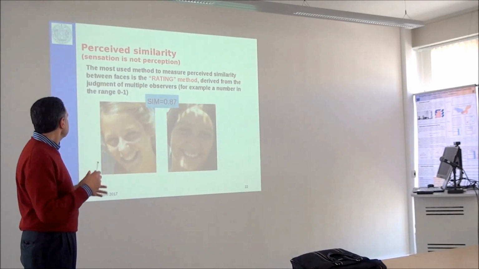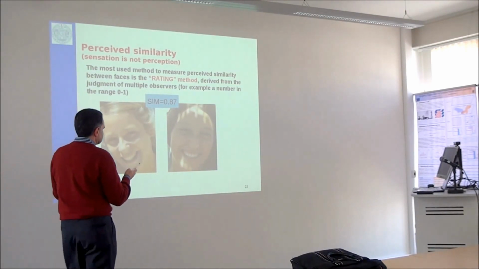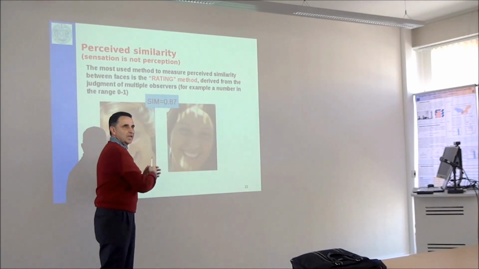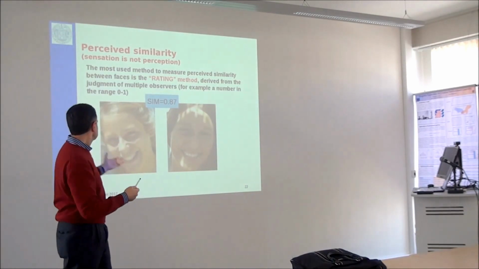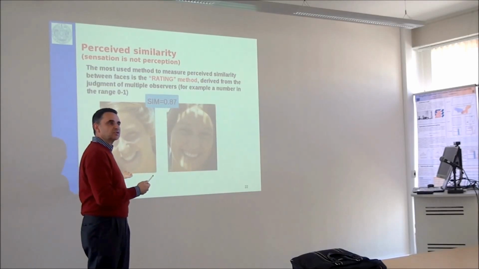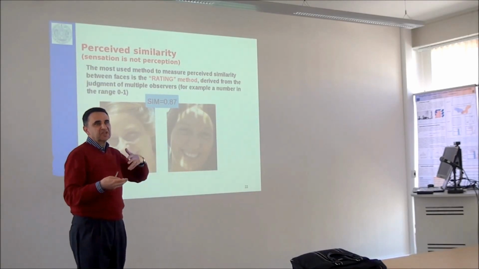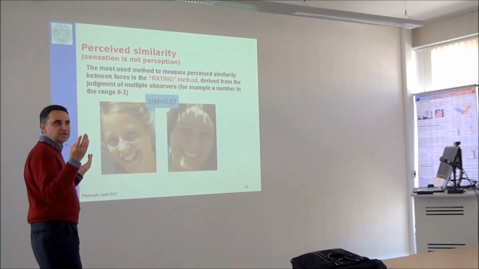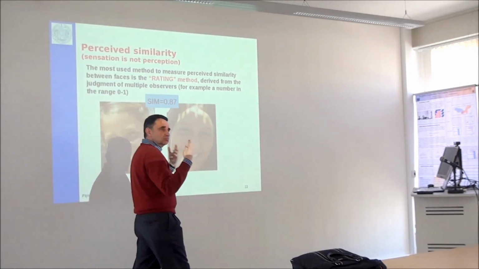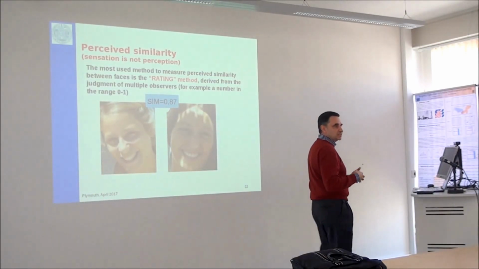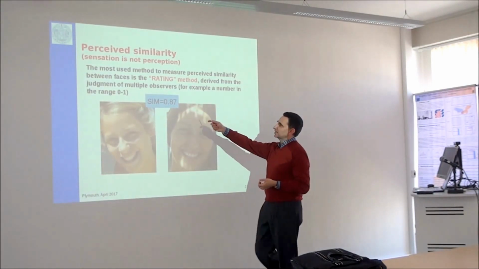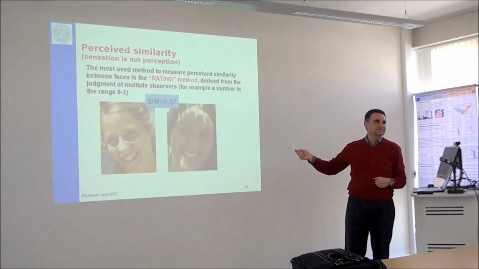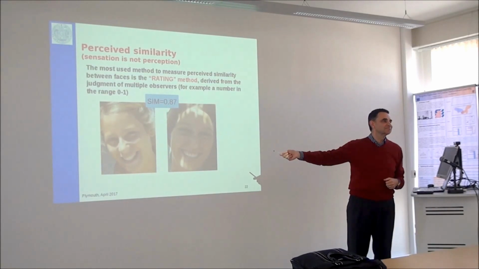It is a method that is based on the judgment of multiple observers. You put two images there, and you start asking people, okay, do you think in a range from 0 to 1 they are similar? And somebody says 0.5, 0.7, 1.0, etc. And then you ask this many times, and at the end you reach the final result, the average, which is 0.87. By the way, is this correct for these two images? What do you think?